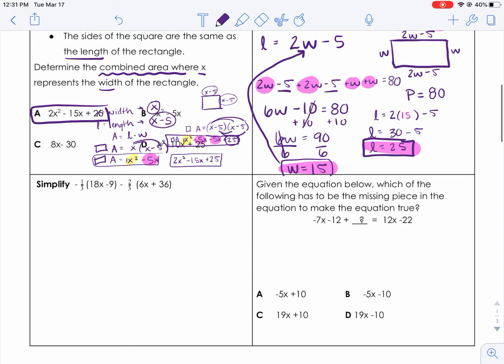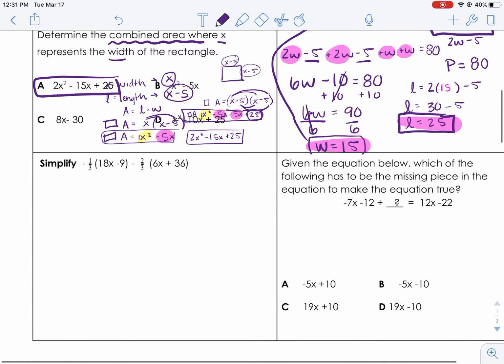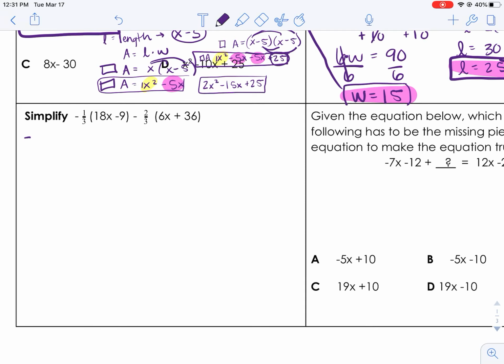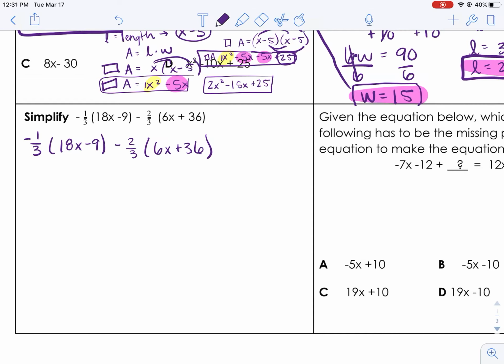Alright, moving on. If we simplify this equation, so fractions are kind of scary for some of us, but we should not be scared. So remember, if you're multiplying by a fraction, you are going to multiply by the top number, divide by the bottom number. So if I've got this expression, let's go ahead and rewrite it. I'm going to take it one set of parentheses at a time. So I'm going to take this negative 1/3, and I'm going to distribute it to each term in the parentheses.